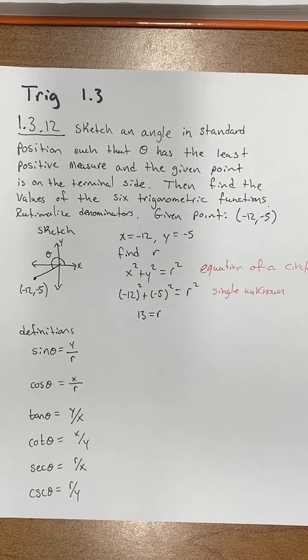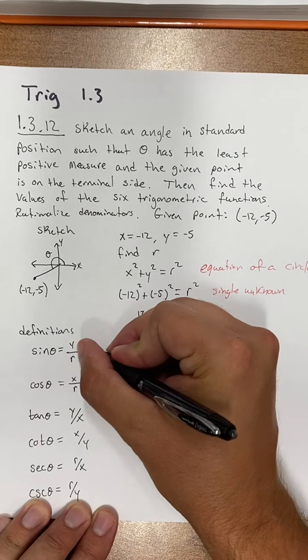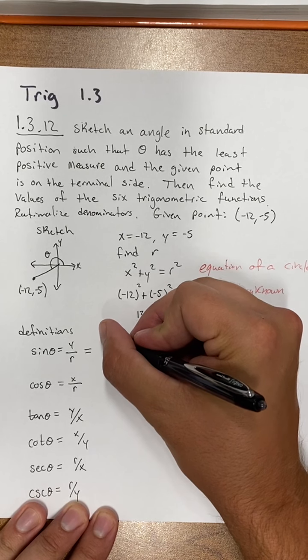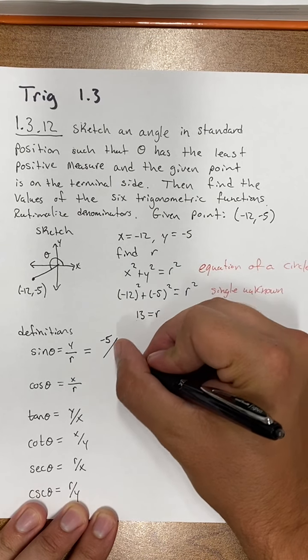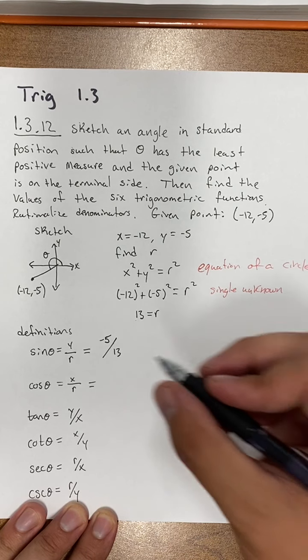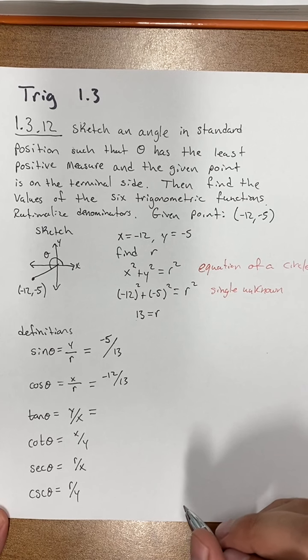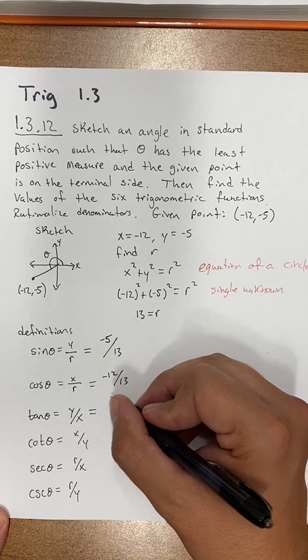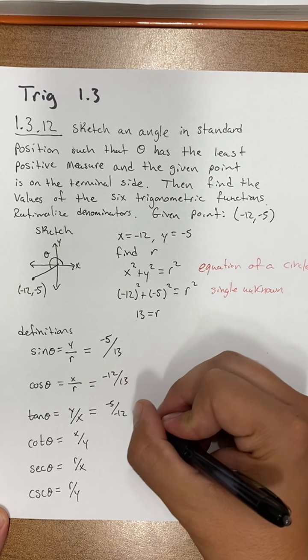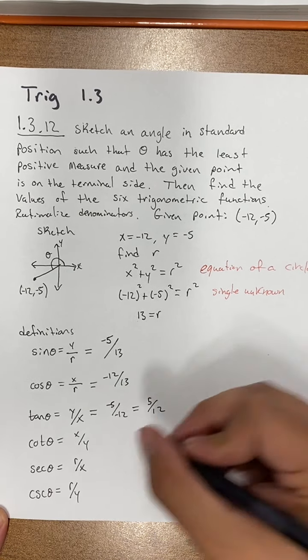Now that we know x, y, and r, we can take a look at the definitions of the trig functions. These definitions are on page 23 of the book, and you've already got them down in your notebook. Sine is y over r, so y is -5, and r is 13. Cosine is x over r, so -12 over 13. Tangent of theta is y over x, so that's -5 over -12, which simplifies to 5 over 12.